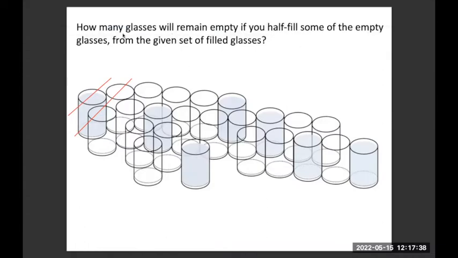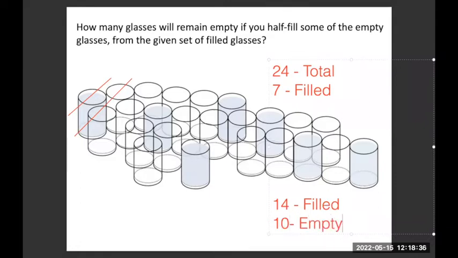Okay. So can anybody tell me the total number of glasses which are seen in this visual image? 24. It's 24. So 24 is the total number. Out of that, 7 glasses are filled. When the water of these 7 glasses is half filled into certain empty glasses, the total number of filled glasses will be 14. So 24, the total number of glasses, minus 14 gives you 10. So after that half filling is done, there will be 10 empty glasses. So whosoever has given 10 as the answer, their answer is correct.